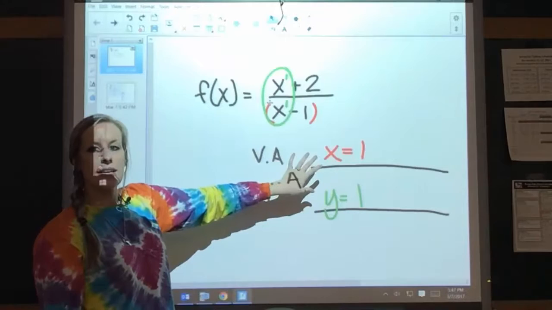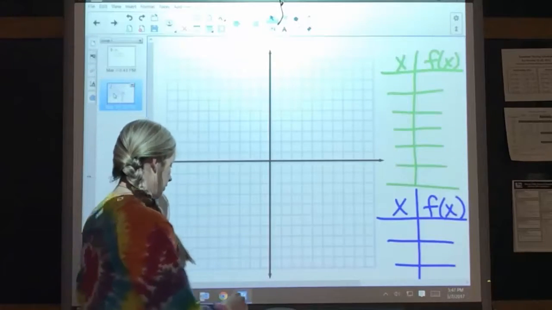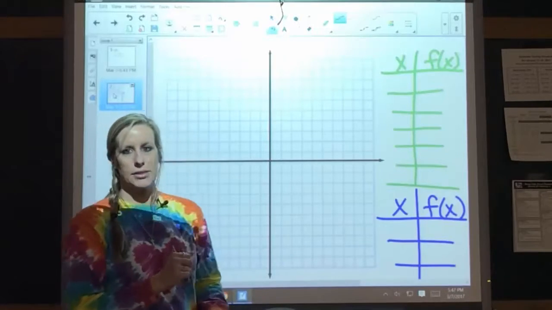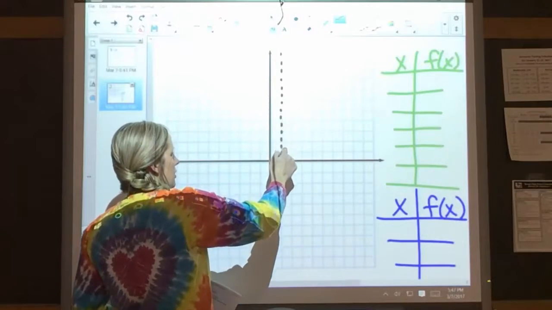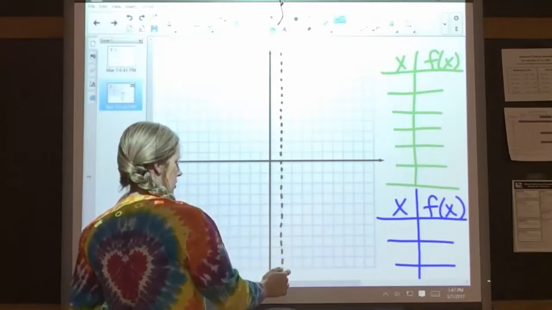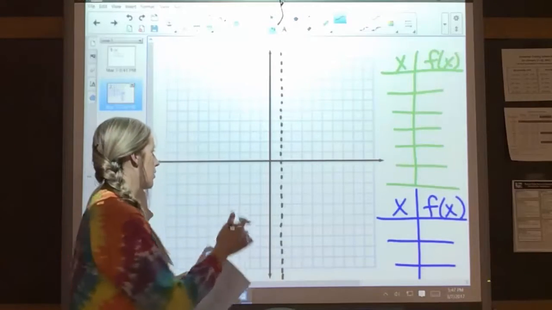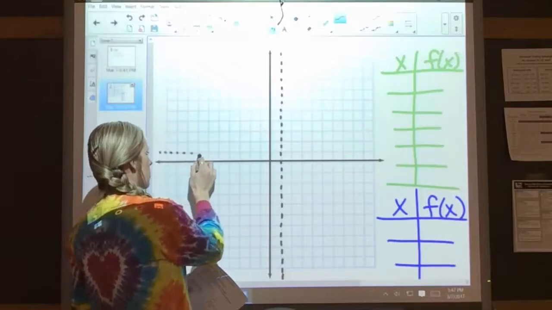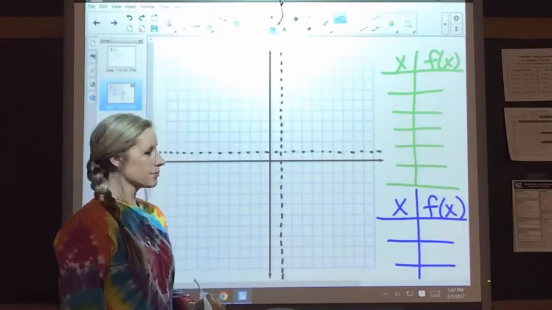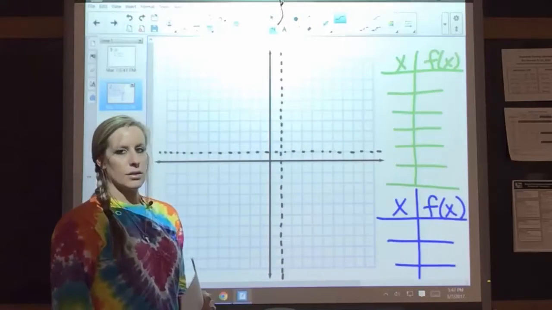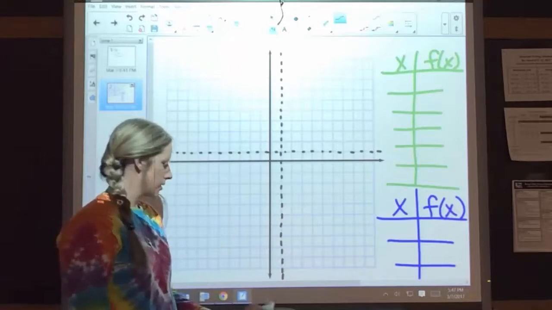So what I do next is I go ahead and graph my asymptotes. So go to your graph. We're going to have a vertical asymptote where x is positive 1. So go ahead and draw a line where x is positive 1. Okay. Next, we're going to graph our horizontal asymptote, which is where y equals 1. So a horizontal line where y is 1. After you have your asymptotes drawn, we're going to let the calculator do the rest.